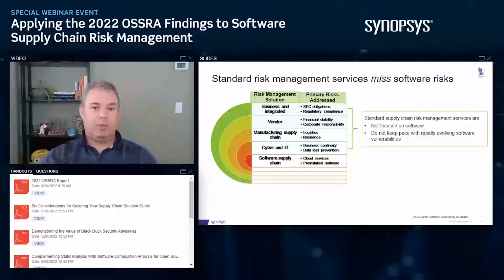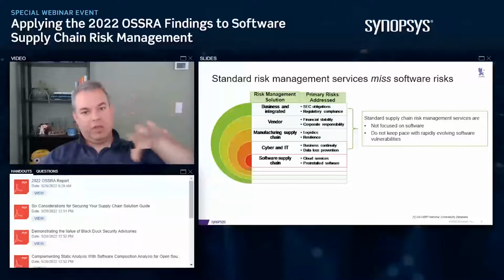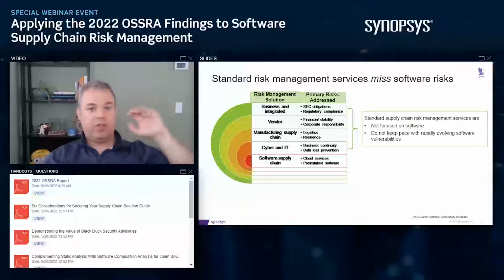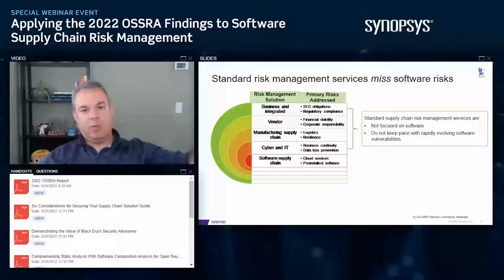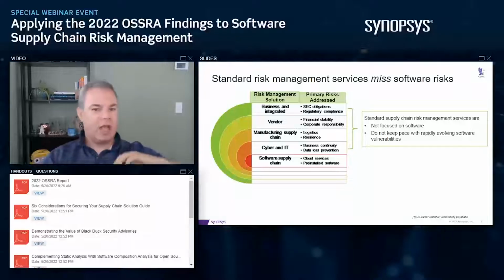So from a risk management perspective, one of the things that we look at is where is the actual risk being validated within the supply chain. So there's a whole series of risk elements that are focused on the business side of the equation. So business risks on the financial, regulatory risks on the financial, vendor risk management. If there's manufacturing supply chains, there's risk management paradigms all the way through to that. Folks who are in the cyber and IT side of things, well, that's where it starts hitting more of the software, but it's still more about business continuity and data loss prevention than it is about the actual code and how well patched the code is.